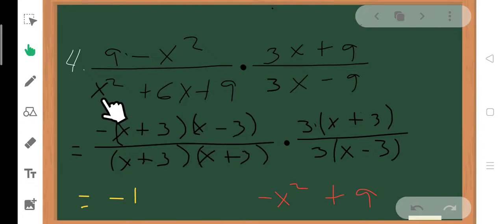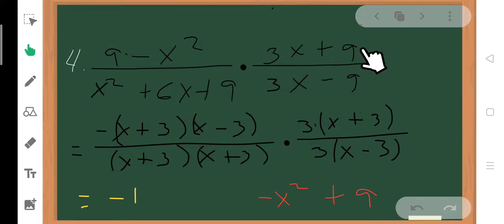And then for this one, x squared plus 6x plus 9, the factors are x plus 3 and x plus 3. So, as you could see, for x squared, that is x and x. And then for 9, we have 3 and 3. And if we combine 3 and 3, we'll get 6 in the middle term.